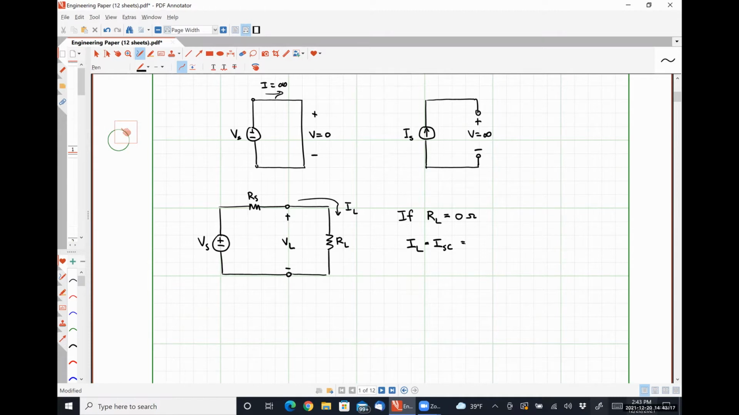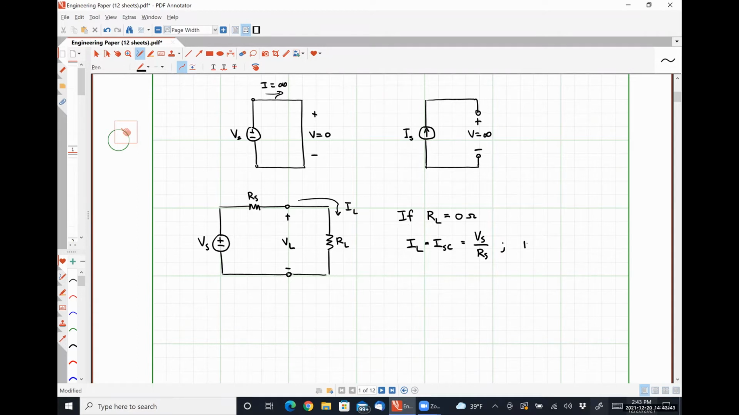I disagree wholeheartedly that it will be infinity. VS over RS. Exactly right. VS over RS. So this short circuit current is one of the parameters that defines a practical voltage source.